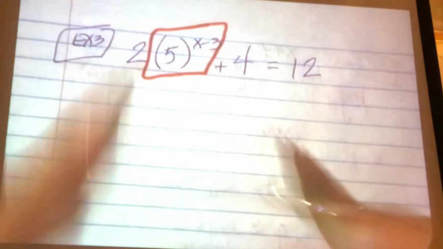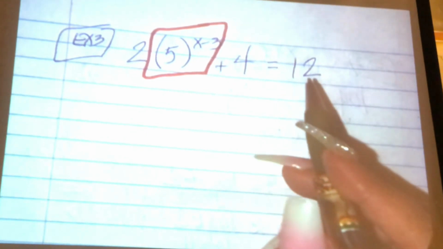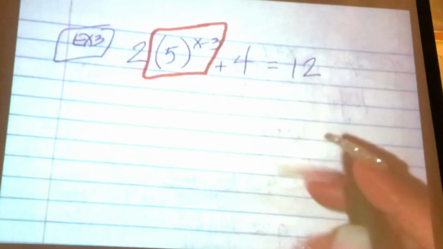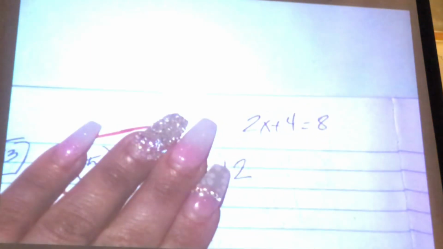So, do I get rid of the 2 first or the 4? Please excuse my dear Aunt Sally backwards. Which one do I get rid of first? The 4 or that 2? It's PEMDAS backwards, SADMEP. Let's go over it: 2x plus 4 equals 8. Did you get rid of the 4 first or the 2?